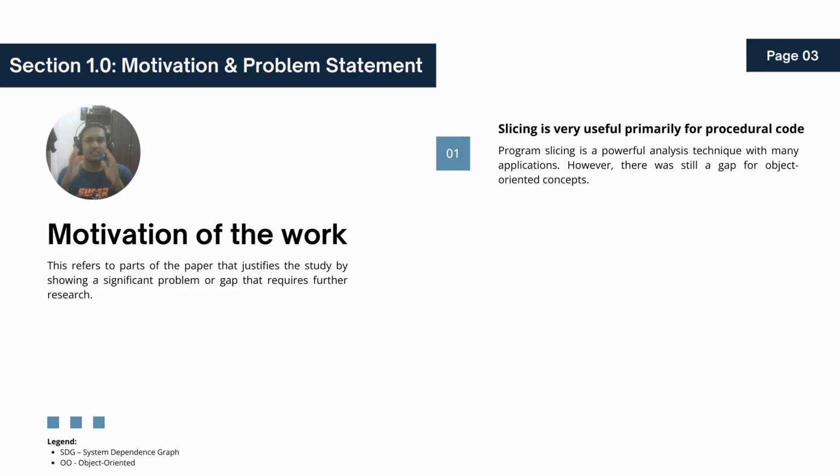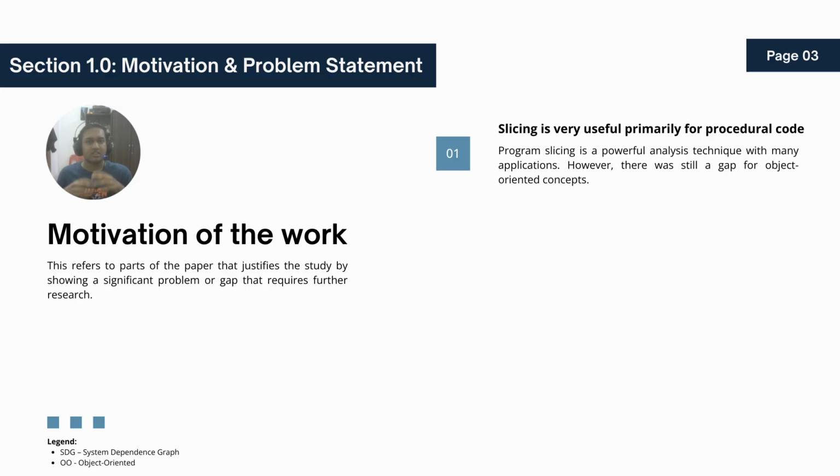Firstly, slicing is very useful, but mostly for procedural code. The paper begins by reminding us that program slicing is a very powerful analysis technique. It plays an important role in debugging, program understanding, testing, reverse engineering, and metrics analysis. Earlier foundational work by Weiser, by Ottenstein, and by Horwitz, Reps, and Binkley defined what slices are and showed us how to compute them using data flow analysis and system dependence graphs, or SDGs. These approaches were especially effective for procedural languages like C.